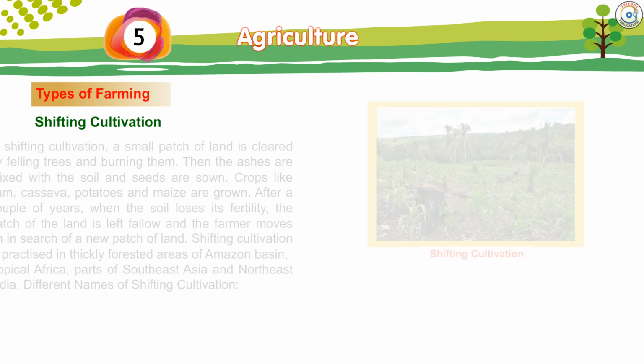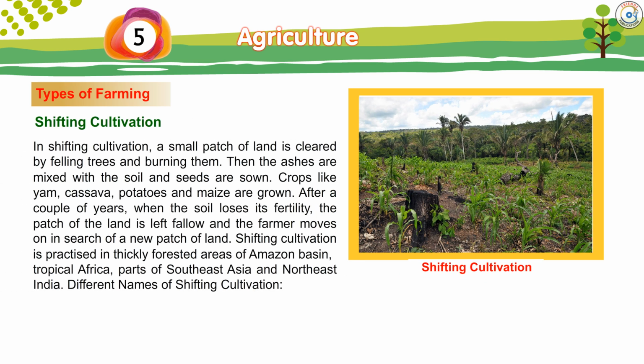Shifting cultivation. In shifting cultivation, a small patch of land is cleared by felling trees and burning them. Then the ashes are mixed with the soil and seeds are sown. Crops like yam, cassava, potatoes and maize are grown. After a couple of years, when the soil loses its fertility, the patch of land is left fallow and the farmer moves on in search of a new patch of land.